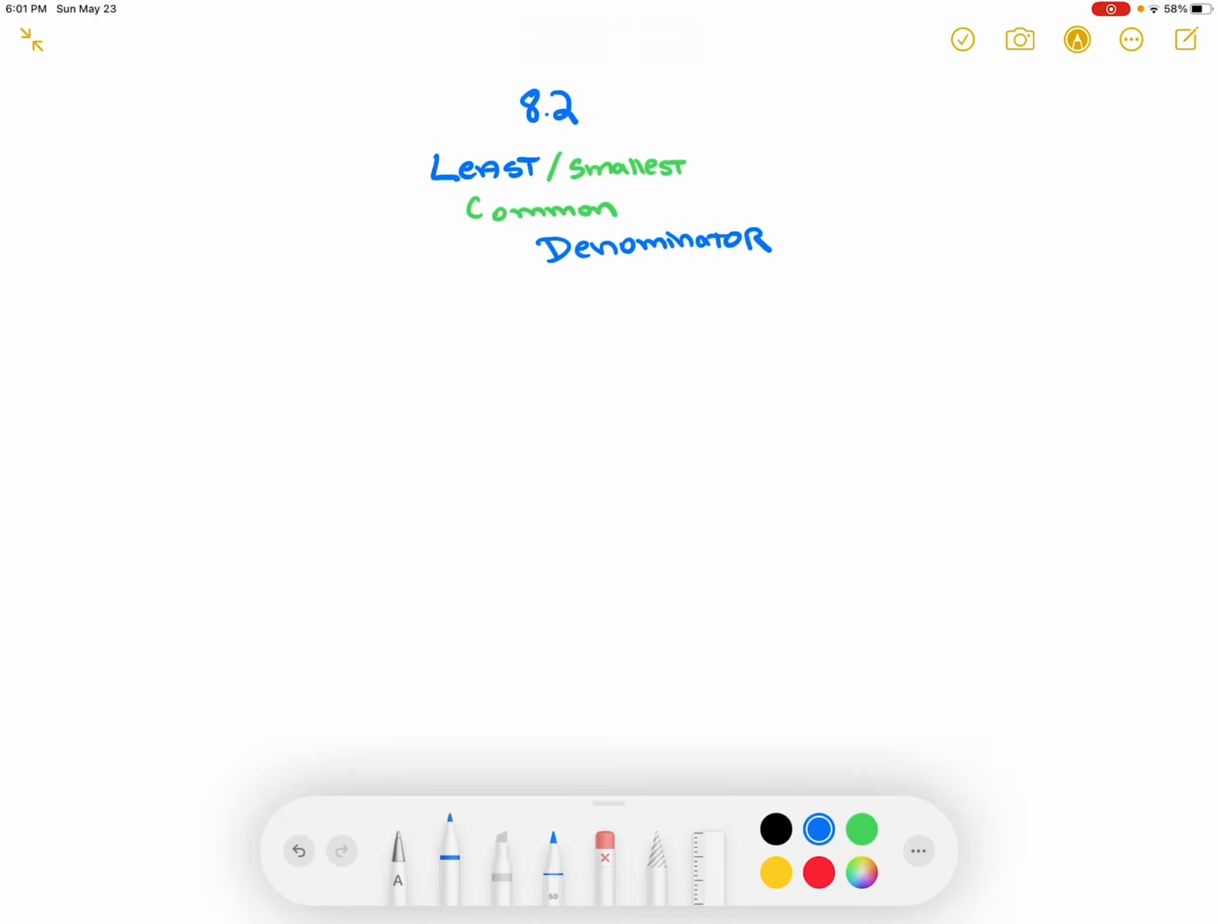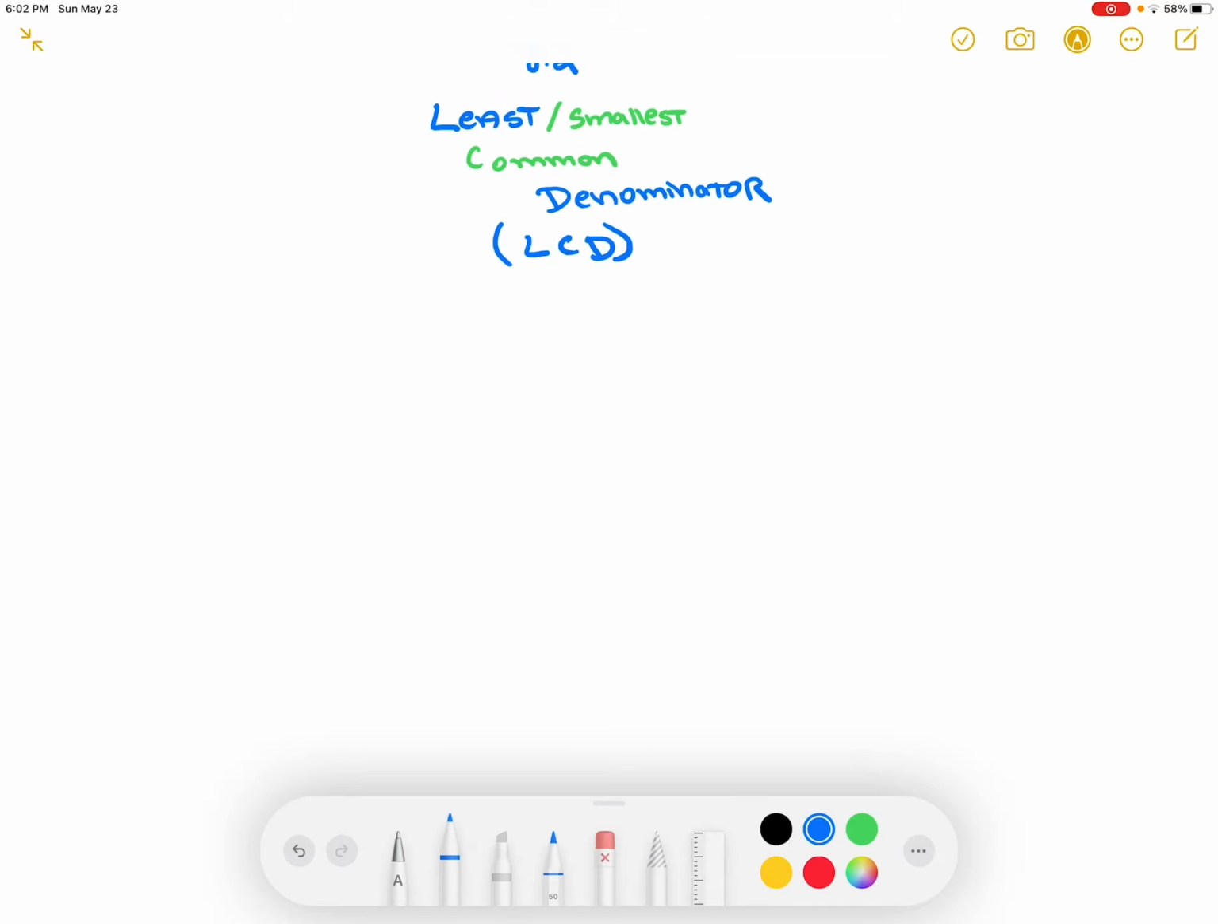All right, now we're going to talk about how to add and subtract fractions when they do not have the same denominator. So we're going to look for something called the smallest or the least common denominator. Sometimes you'll see it abbreviated LCD. We're not talking about TVs.